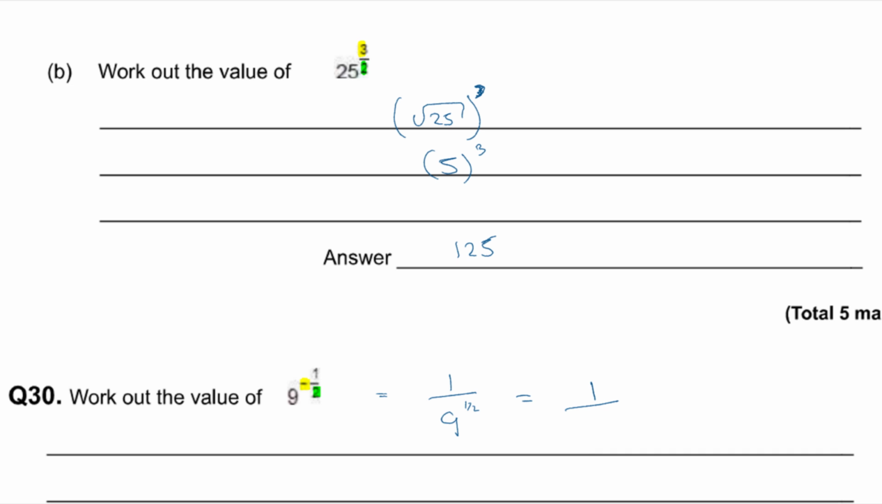So that's the same thing as 1 over the square root of 9. And the square root of 9 is 3. So that's going to be 1/3. So that's my answer, 1/3.